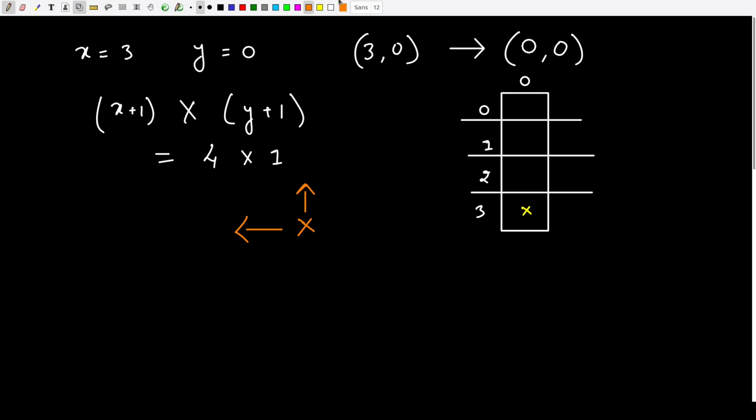As we can see in this situation, the user has just one option, which is to move up. So there is just one path which exists over here to reach from 3, 0 to 0, 0, because of which the answer to this problem will be 1 for this particular case, where we would like to move from 3, 0 to 0, 0. So that's about the problem statement, folks. Now let us discuss the optimal solution for this problem.